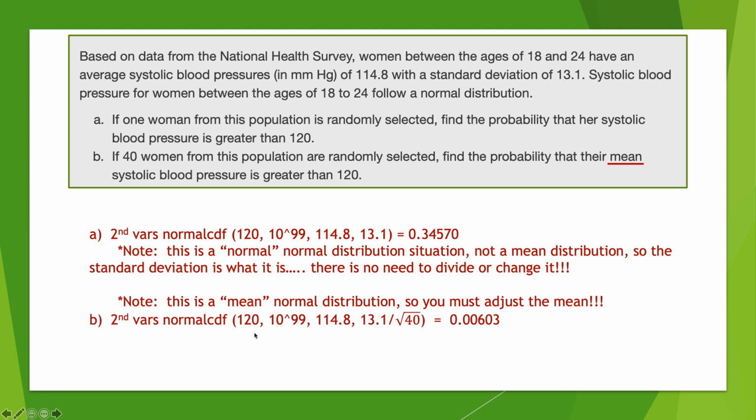So now I'm going to get second VAR's normal CDF, 120, 10 to the 99th, 114.8. But I have to now divide the 13.1 by the square root of 40 for the 40 people sampled. And that is 0.00603. So notice how much less likely it is that the mean of the sample is going to be in there. Okay? A single person, that's much more likely than the means of all the people. All right.